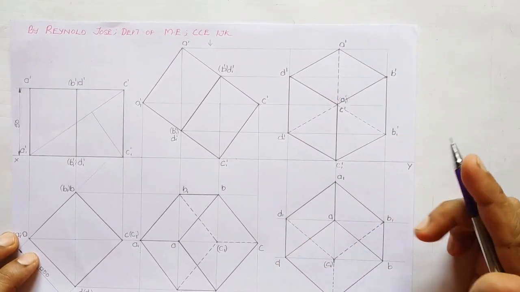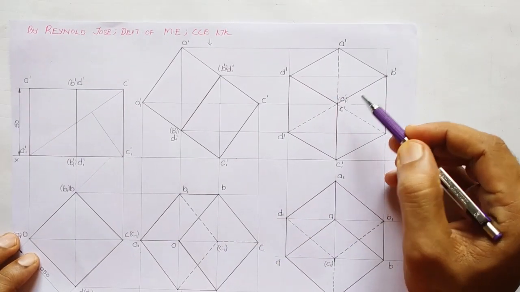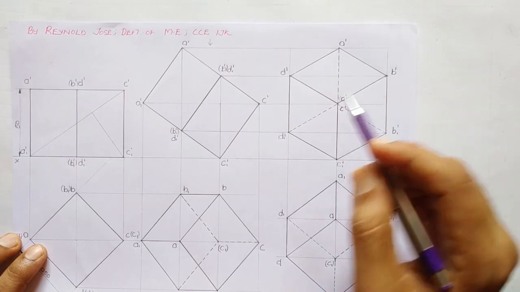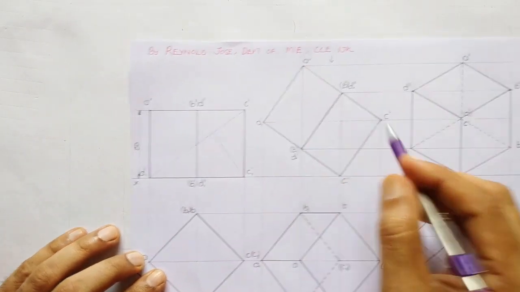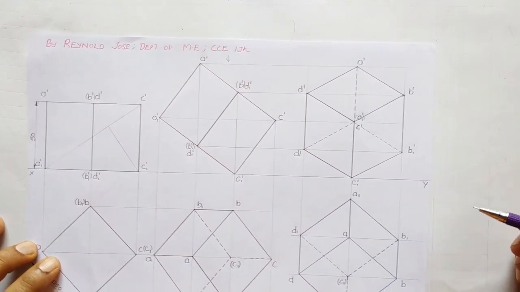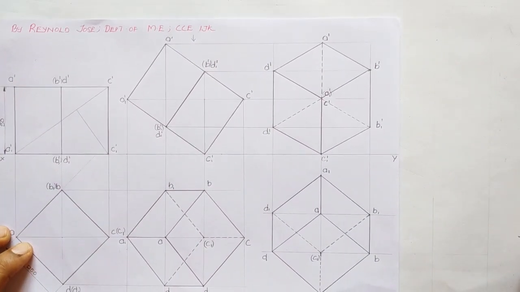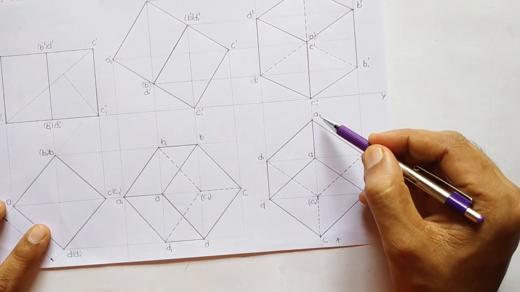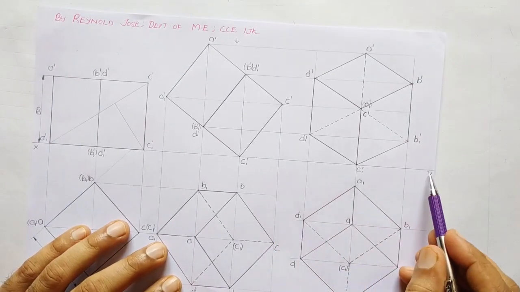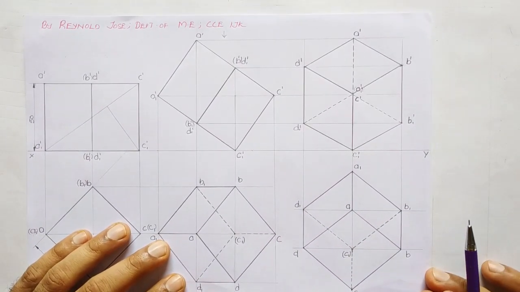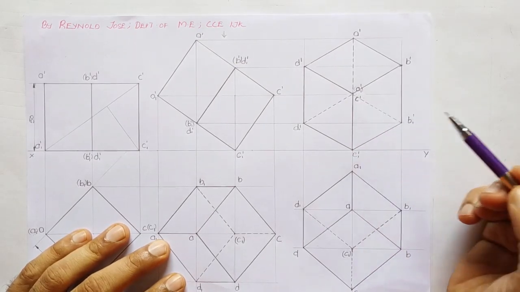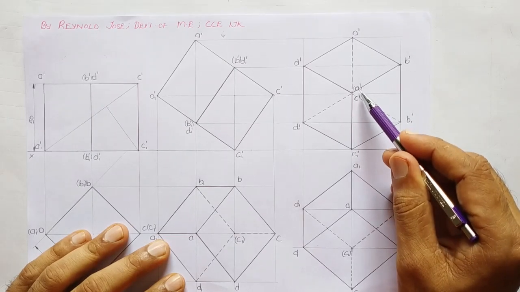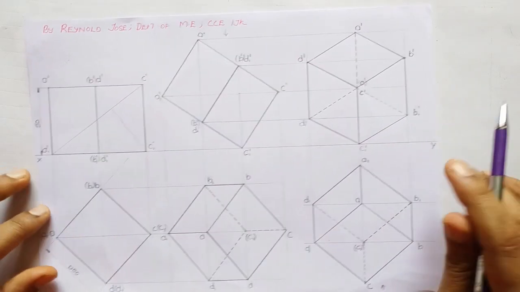In this final front view, if you notice, A1 dash C dash seems to be a point. Why does it seem to be a point? It seems to be a point because A1C is perpendicular to the XY line. So whenever a line is perpendicular to VP, its front view will be a point. So that is the reason why here A1C is a point, out of which we cannot see A1 dash, we can see only C1 dash.